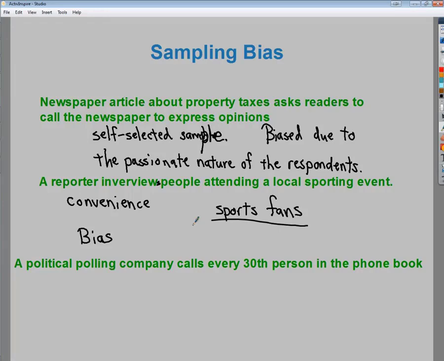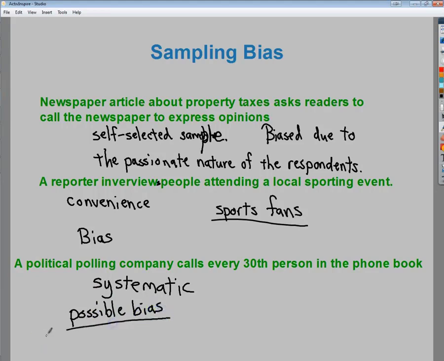And the last one says a political polling company calls every 30th person in the phone book. So basically they take the entire phone book and they call the 30th person each time. This is a systematic sample because there's a system in place. Anytime it says every 30th person or whatever, it generally means that it's systematic. Now, is there bias in it? Possibly. Depends on what they're asking.